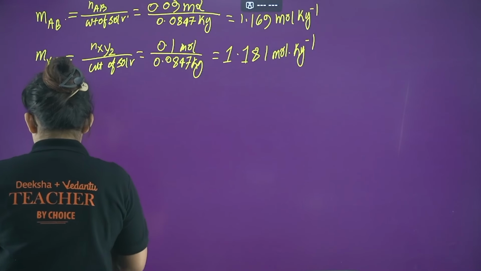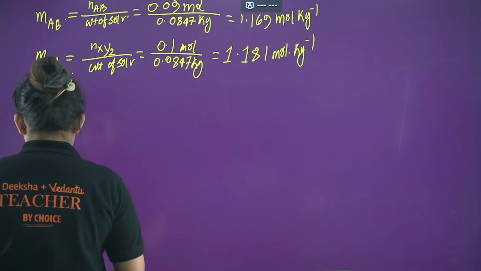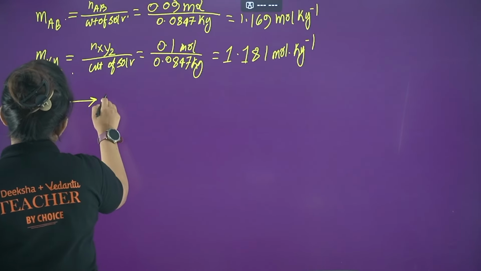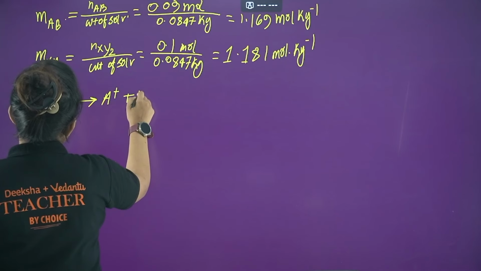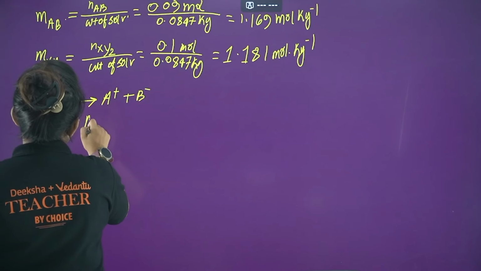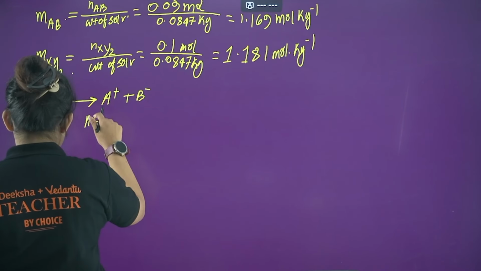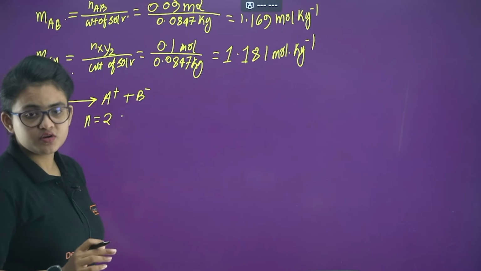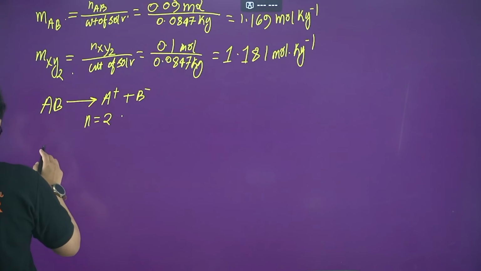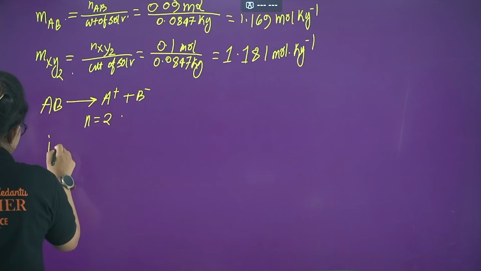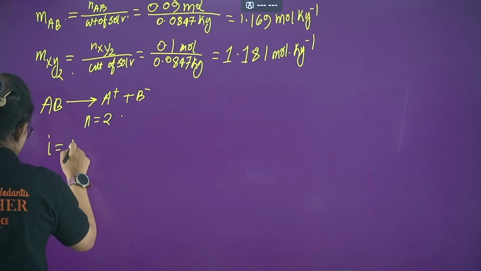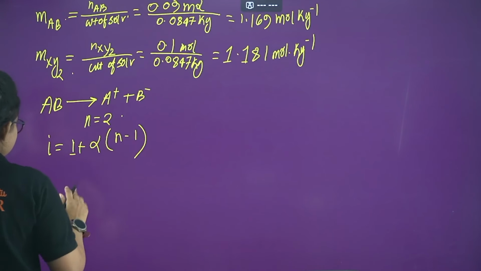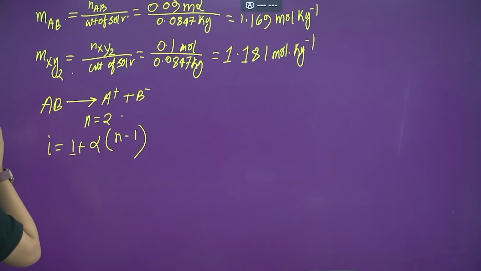What is the main part? First we will see for AB, if it dissociates completely, I will get A plus and B minus. So the N value, meaning the total number of ions coming out of AB, is 2. So let's apply the van't Hoff factor formula: i equals 1 plus alpha into (N minus 1). This is the formula.